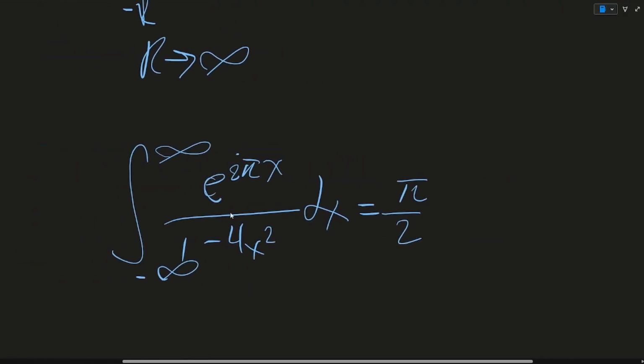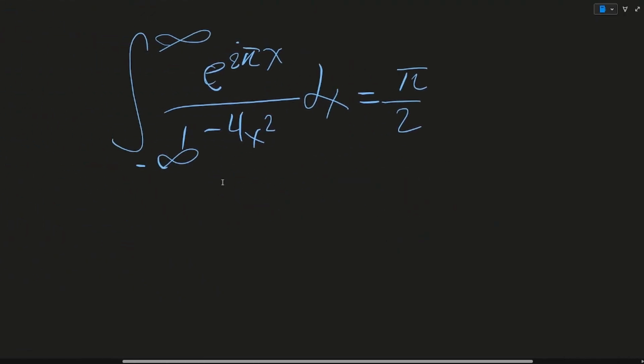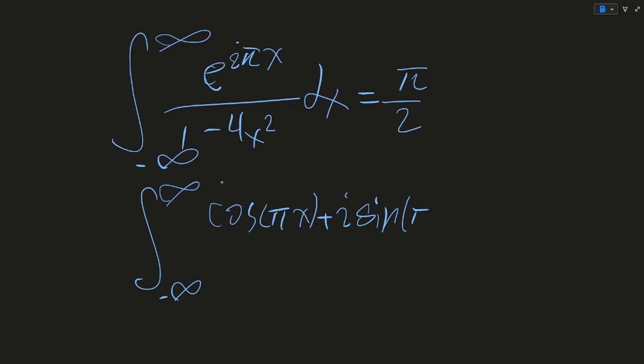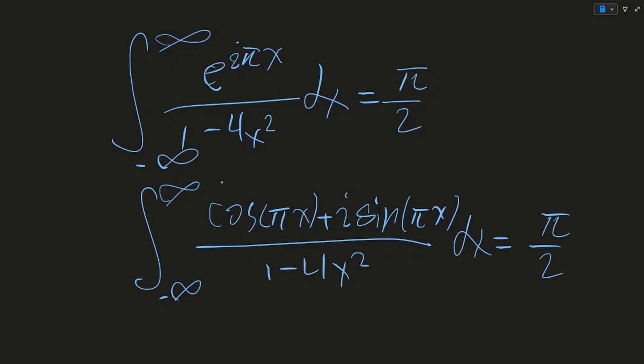But we need the cosine of pi times x term from this e to the i pi x. So I'm just going to expand it out. So we have the integral along the whole real line of cosine of pi times x plus i times sine of pi times x over 1 minus 4x squared with respect to x is equal to pi over 2. And so notice that we can fracture this fraction to get cosine of pi x over 1 minus 4x squared plus i sine of pi x over 1 minus 4x squared. And we split the bounds to each integral.